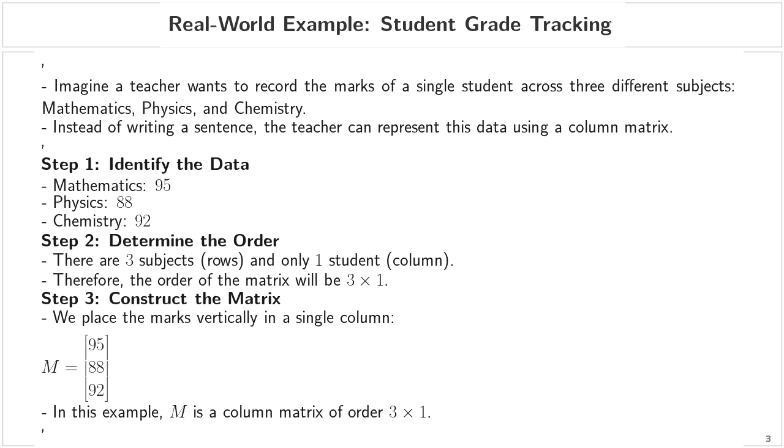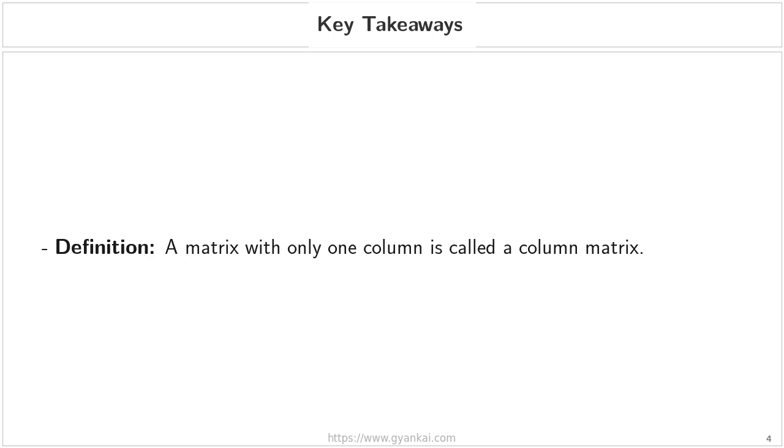Key takeaways. Now that we have seen how a column matrix works through the student grade example, let us summarize the key takeaways to ensure you have a solid grasp of the concept before we move on. First, let's revisit the definition. Simply put, any matrix that consists of only one single column is classified as a column matrix.